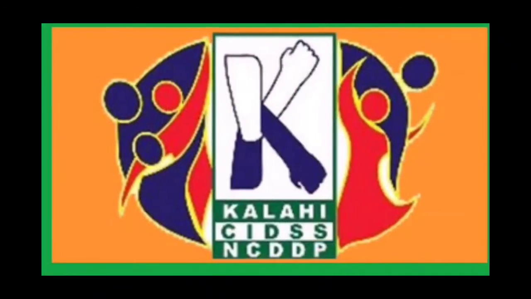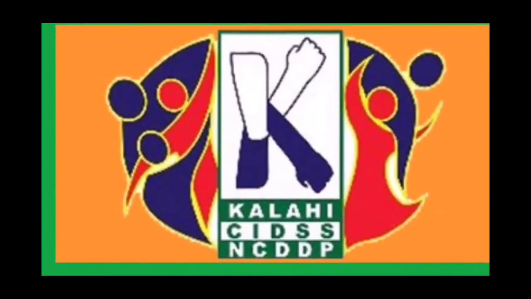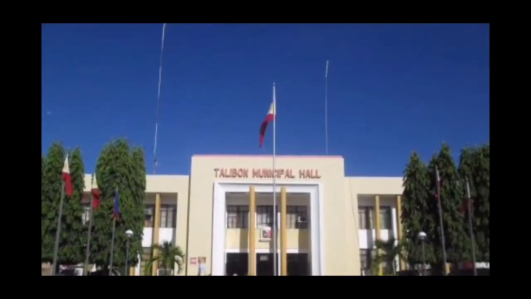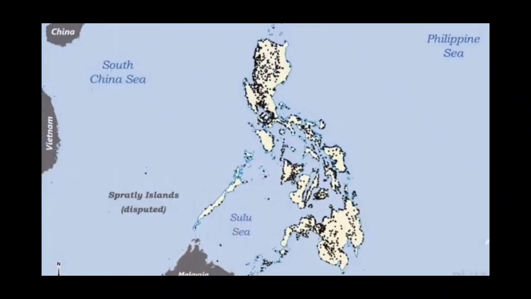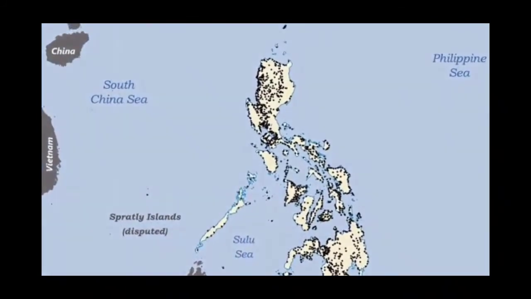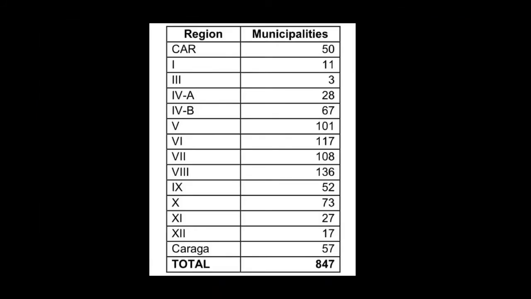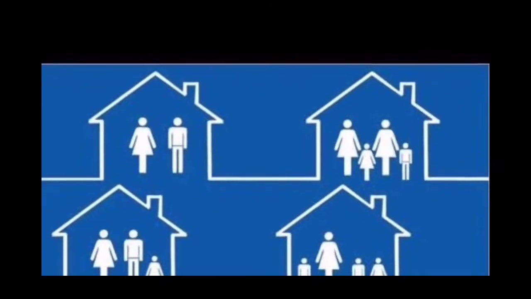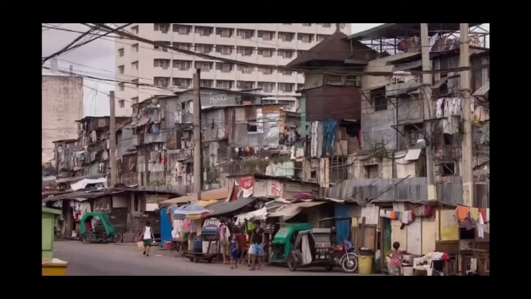And now, let us go to the coverage of the Kalahi-CIDSS NCDDP. The Kalahi-CIDSS NCDDP shall cover a total of 847 municipalities with a combined coverage of 19,647 barangays located in 58 provinces and 14 regions, covering approximately 5.3 million households. These municipalities were selected using the following criteria.